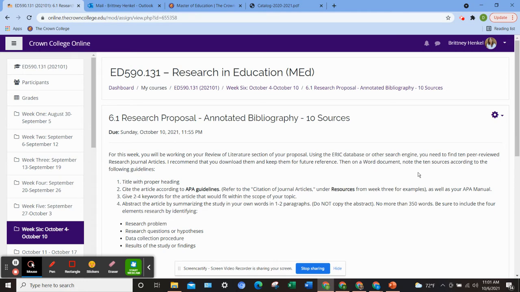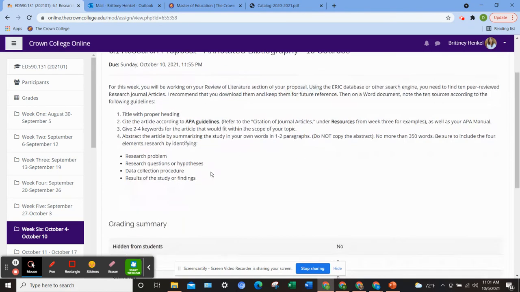Then on a Word document, you're going to note the 10 sources according to the following guidelines. You need to give a title with proper headings, always APA. You're going to cite the article, so you'll have the citations. You can look in your APA manual for how to do that, as well as the citation of journal articles under resources from week 3, if you remember that resource. So you're going to give me 2 to 4 keywords for the article that would fit within the scope of your topic.